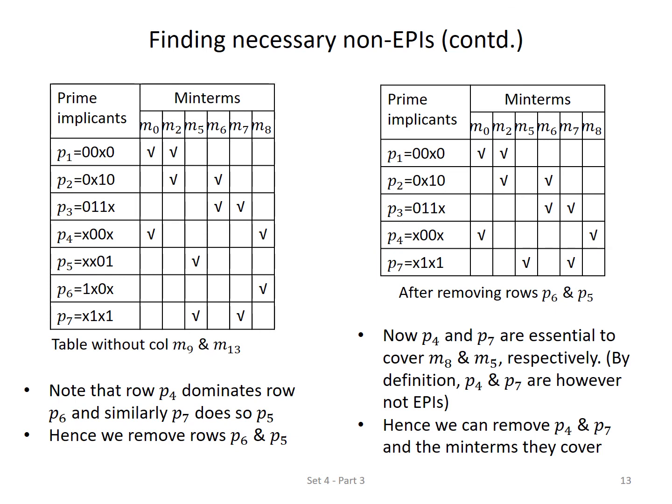Now, when we include P4 and P7 as part of our cover, we also cover min term M0 and min term M7. So actually we could remove the columns that are covered by the two necessary prime implicants that we have identified. And the corresponding smaller table is shown in the next slide.